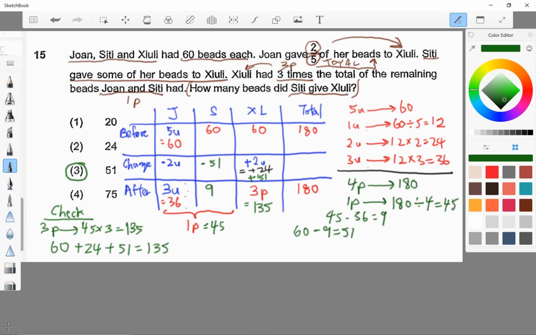Okay, so let me just do the working. 84, if I add 51, 4 plus 1 is 5, 8 plus 5 is 13.